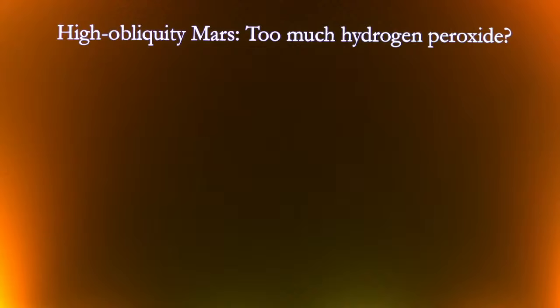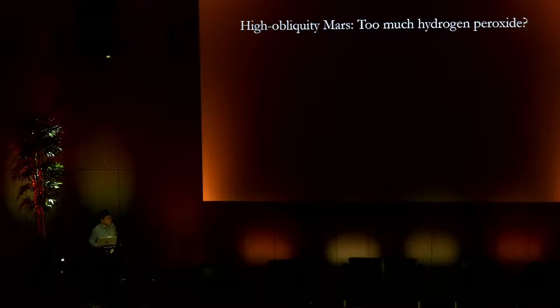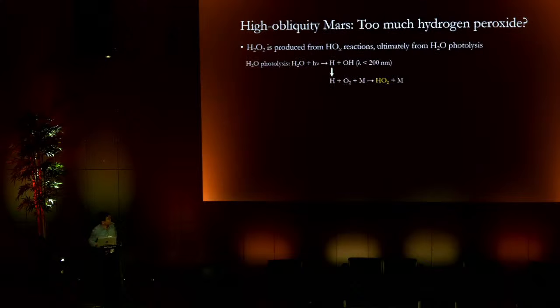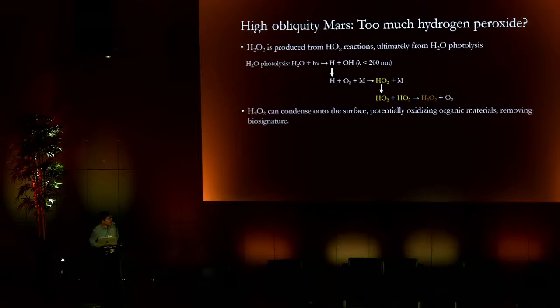And we asked two questions, one for the high obliquity and the other for the low obliquity. For the high obliquity, we asked, is there too much hydrogen peroxide? So hydrogen peroxide is produced ultimately from water vapor photolysis. And at high obliquity, we have much faster water vapor photolysis, and it can produce the HO2, and HO2 can react with itself to form hydrogen peroxide. Why do we care about hydrogen peroxide? Because it can condense onto the surface and potentially oxidize organic materials, removing any potential biosignatures from the past.